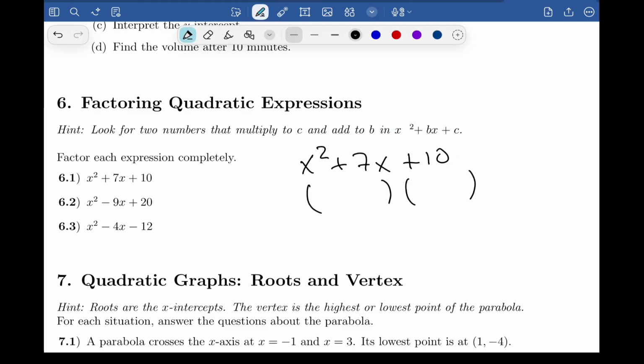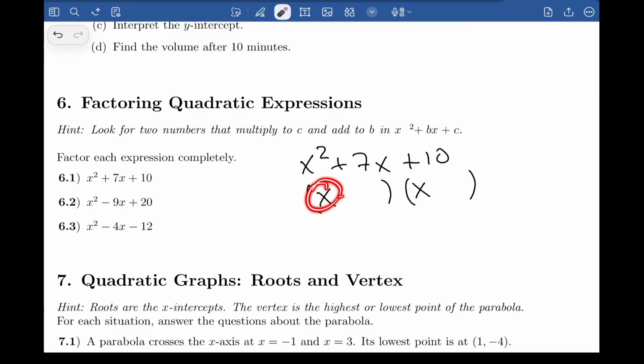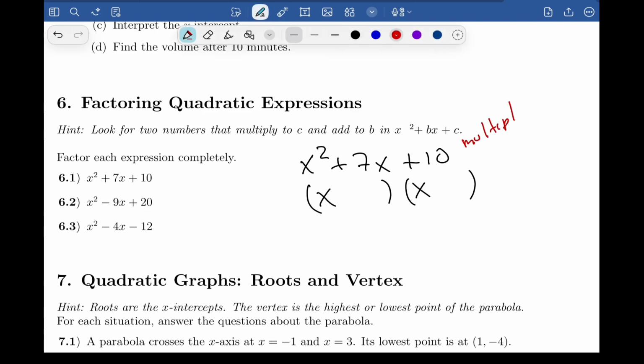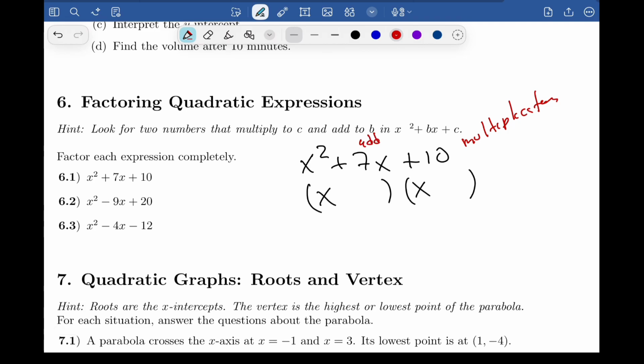Always when we don't have a coefficient here, the first value here is going to be x, because if we multiply x times this x, we will get x squared, obviously. So what is the trick? Well, we need to find two numbers whose multiplication is 10, but at the same time the addition is 7.